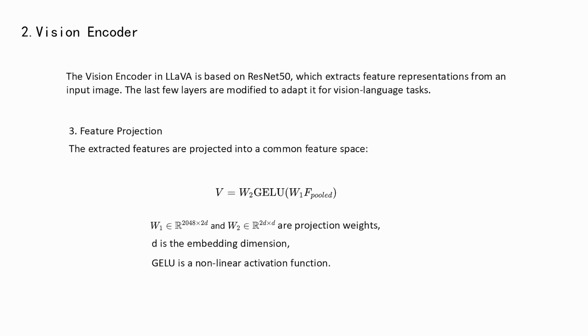3. Feature projection: the extracted features are projected into a common feature space as follows. W1, W2 are projection weights. D is the embedding dimension. GELU is a non-linear activation function.